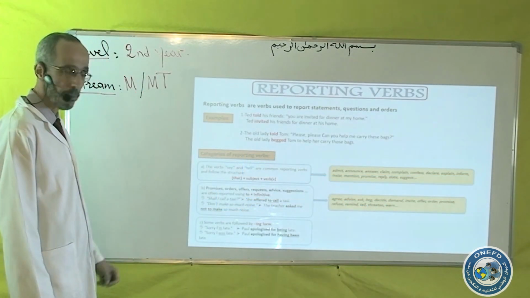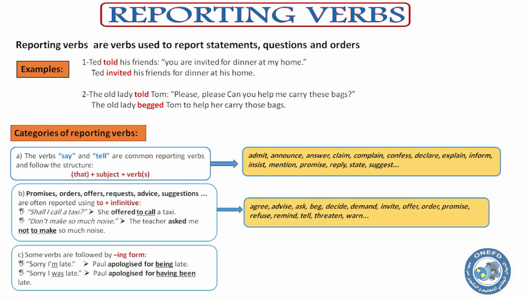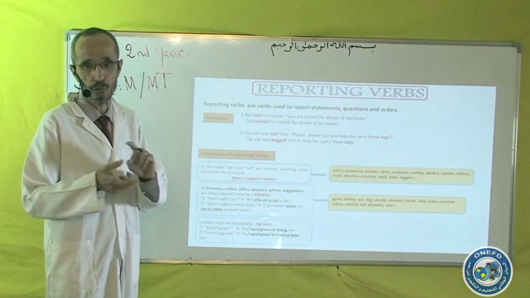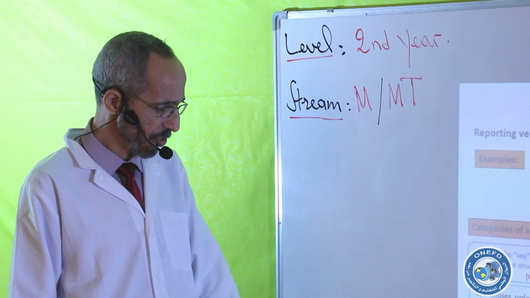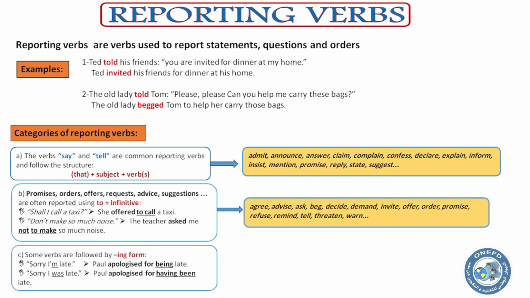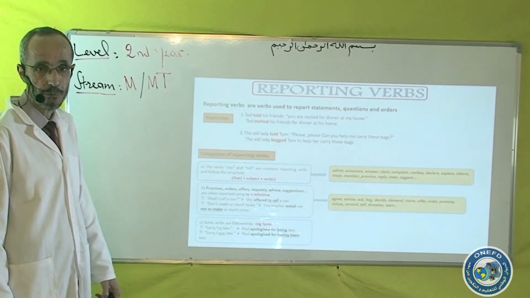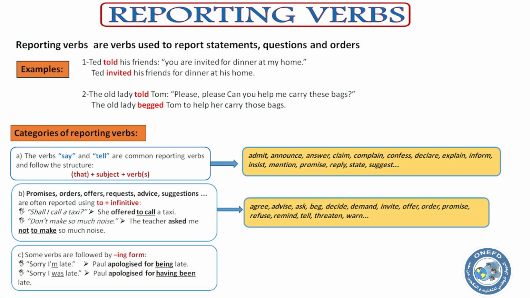The 3rd category, or category C: some verbs are followed by the ing form. That means when we report, after these verbs, we use the ing form. It's verb plus ing. Look at these two examples. Sorry, I'm late. Paul apologized for being late. Being, it's the verb to be plus ing. Sorry, I was late. Paul apologized for having been late.